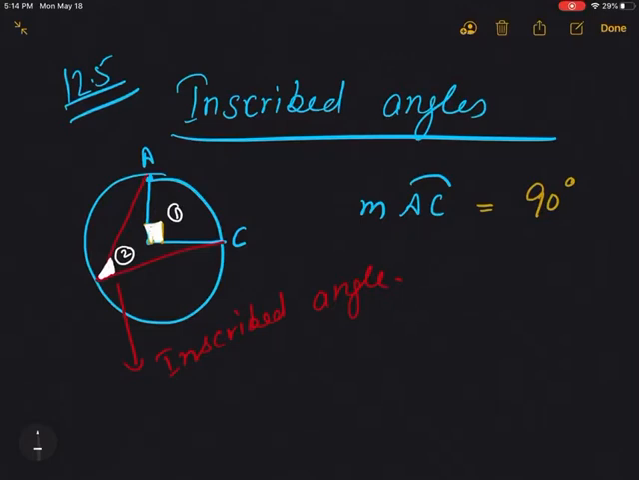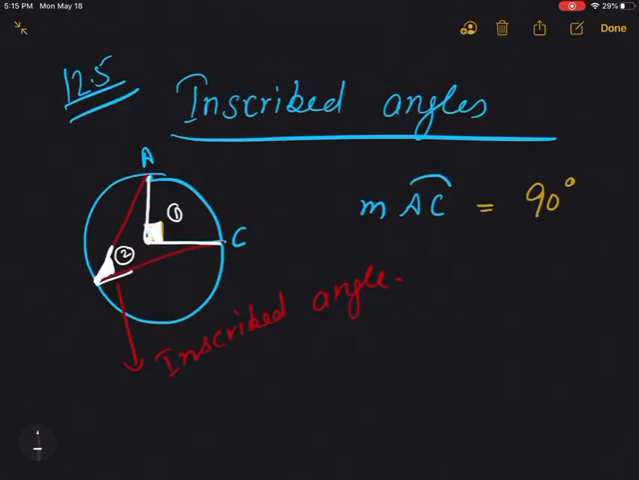Now, let's look at the difference between the central angle and the inscribed angle. First of all, the vertex of a central angle is always at the center of the circle, which is here. That's the central angle. But with an inscribed angle, the vertex is not on the center point. Instead, it's on the circle. It could be anywhere on the circle. So this red one is the inscribed angle.